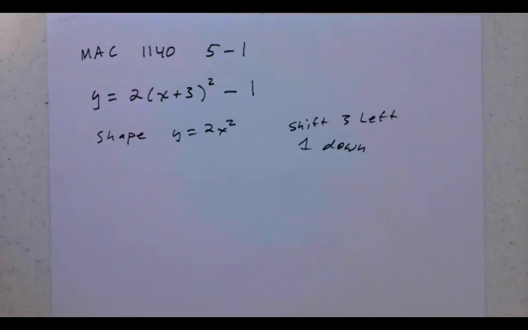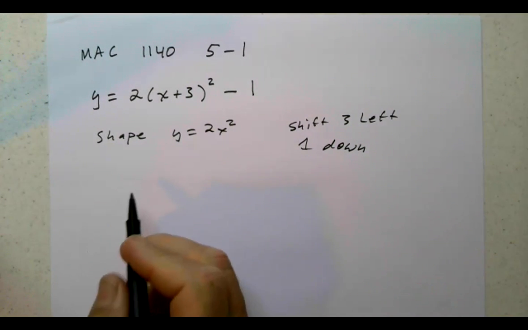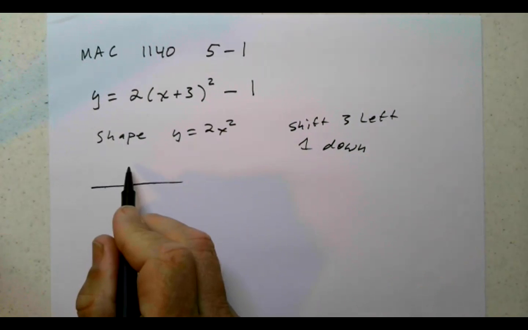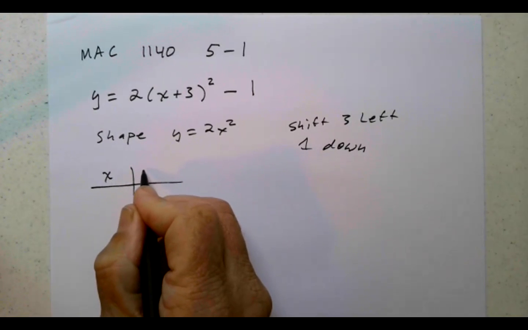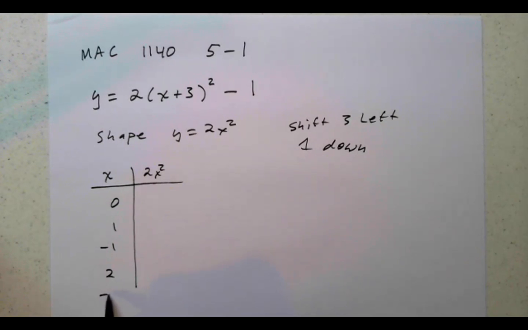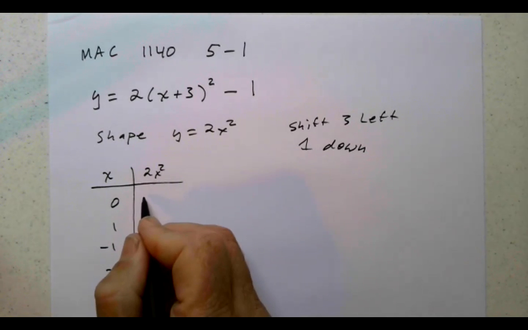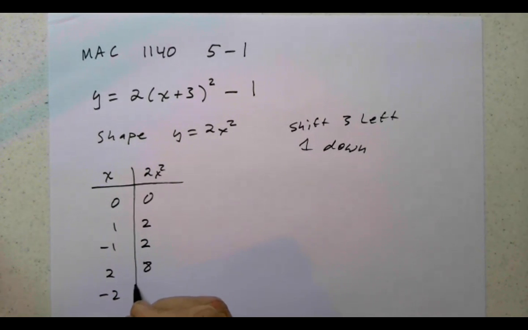So what does that look like? Well, the shape of 2x squared is what I'll start with. So I've got x, and I've got 2x squared. So 0, 1, negative 1, 2, negative 2. 0 squared is 0, times 2 is 0. 1 squared is 1, times 2 is 2. Negative 1 squared is 1, times 2 is 2. 2 squared is 4, times 2 is 8, same for negative 2.